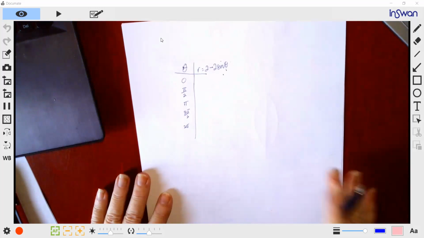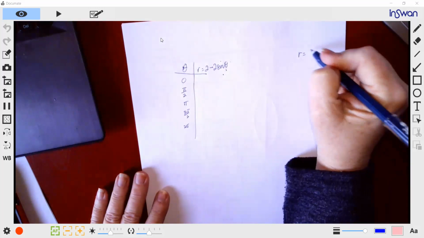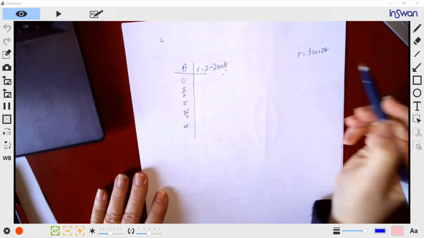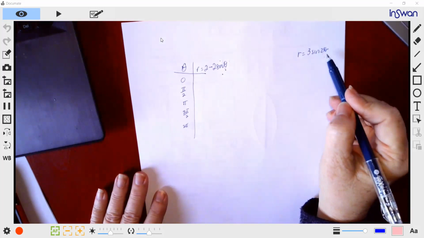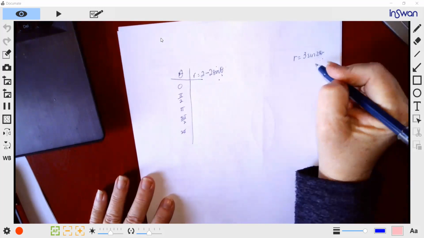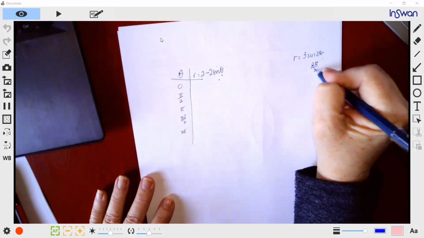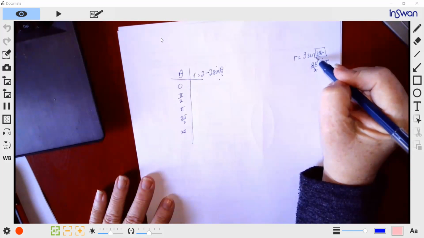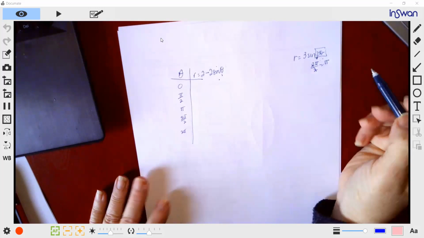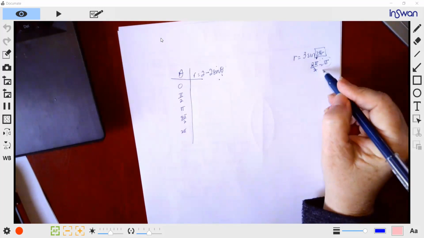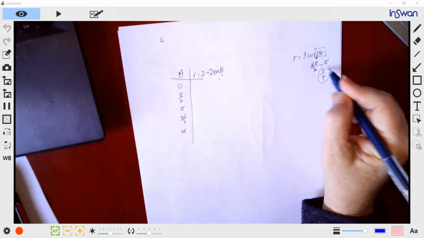Okay, what if it was... But if you had something like R equals 3 sine 2 theta, the key points occur at quarter points of the period. The period for this function is 2 pi over 2, which is pi. You always take 2 pi over whatever that number is right there, for sine and cosine, that is. So quarter points of that would be pi over 4 apart.